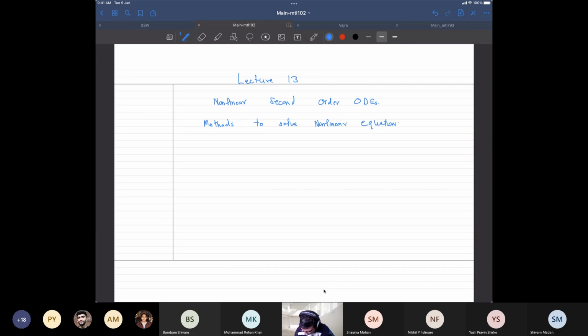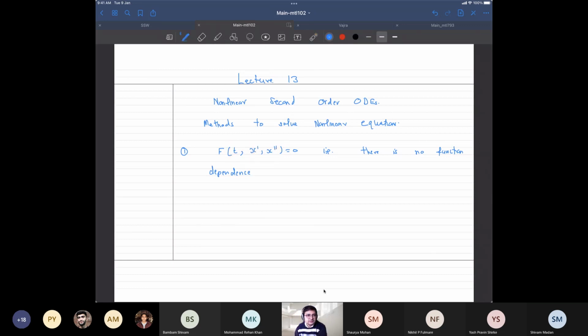The first method: we look at equations of the form f(t, x', x'') = 0. There is no x in the equation. That means f is just a function of t, x' and x''. There is no x in this case.